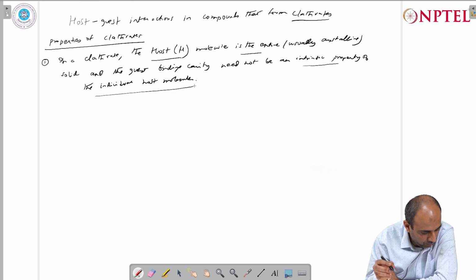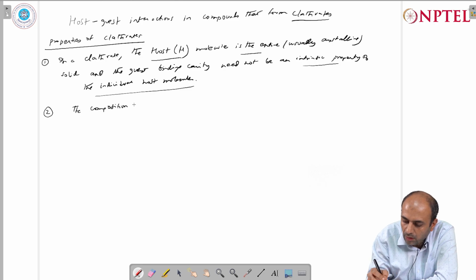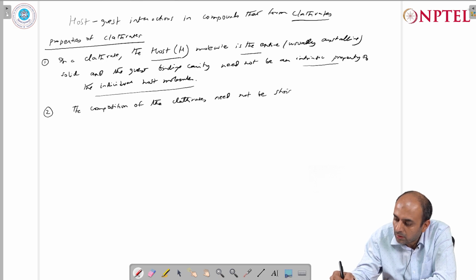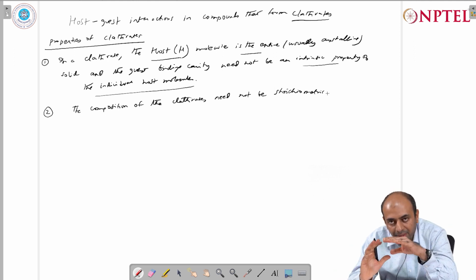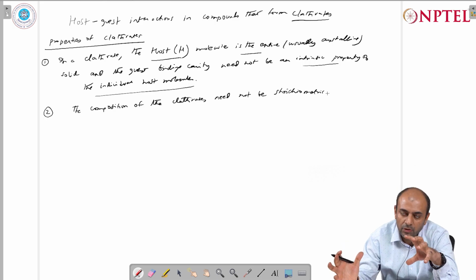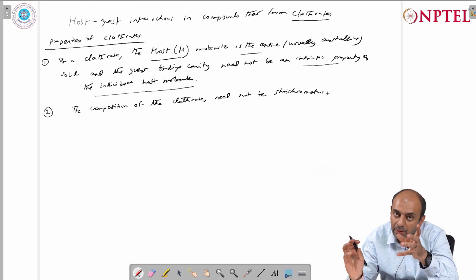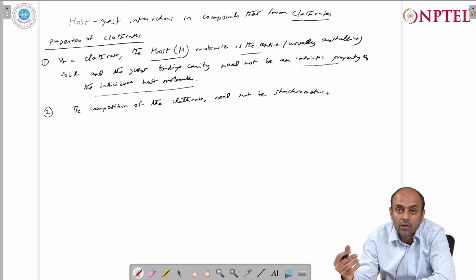Number 2, the composition of the clathrates need not be stoichiometric. There are voids which are present in the crystalline lattice which is created by the host molecules. It is not necessary that all the voids be occupied. Most of the voids will be occupied, but some will be statistically unoccupied, and that will result in the composition of the clathrate being non-stoichiometric.